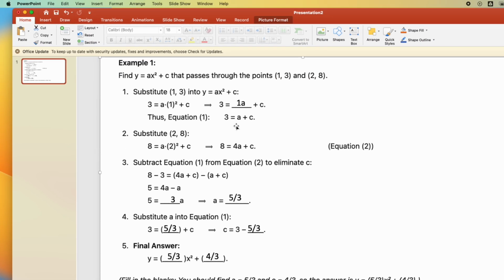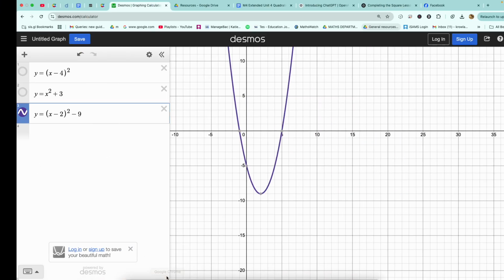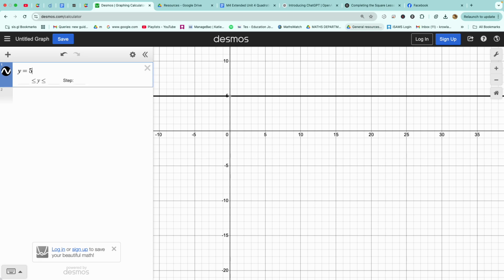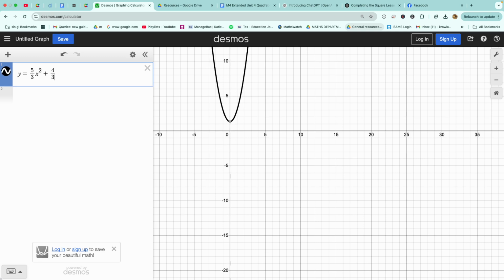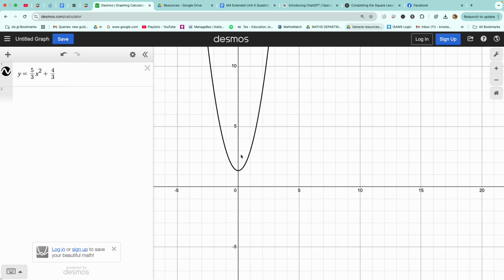And we're going to double check it's right. So our coordinates are 1, 3, 2, 8. So we're going to go back to Desmos, remembering 5/3 and 4/3. We are going to clear all of this. Y equals 5/3 x squared plus 4/3. And we're going to cross our fingers this is correct. So the first thing we're going to check out is 1, 3, and we've got that coordinate. And then the next thing we're going to check out is 2, 8.